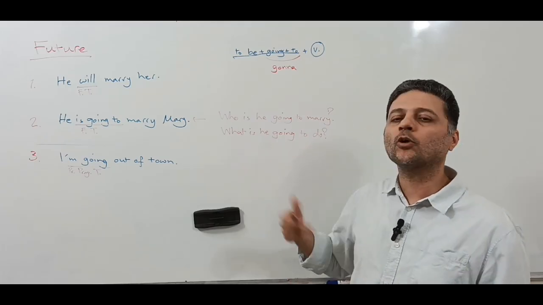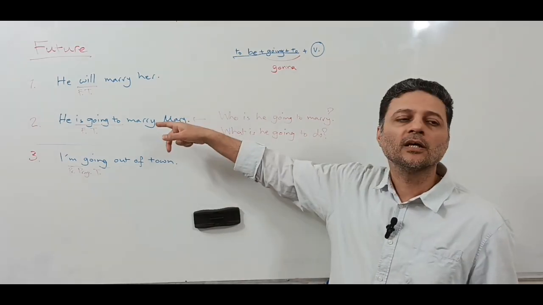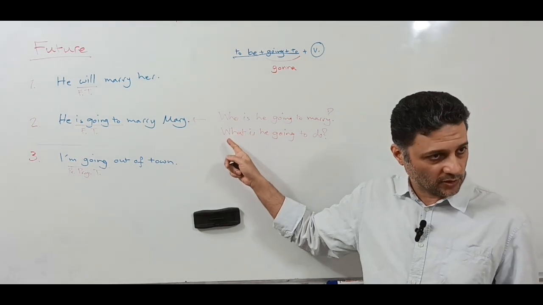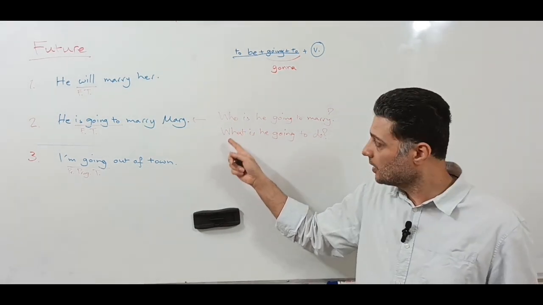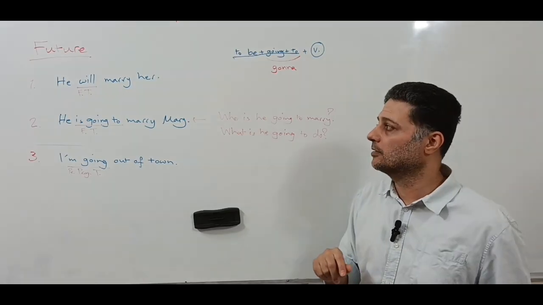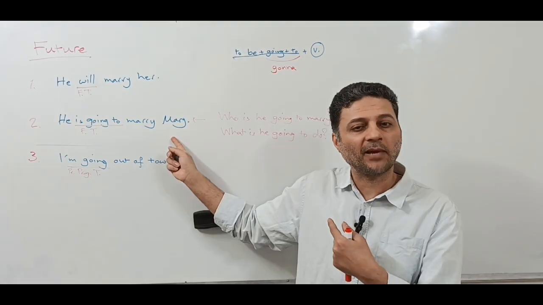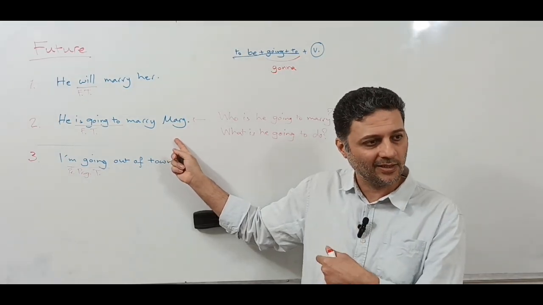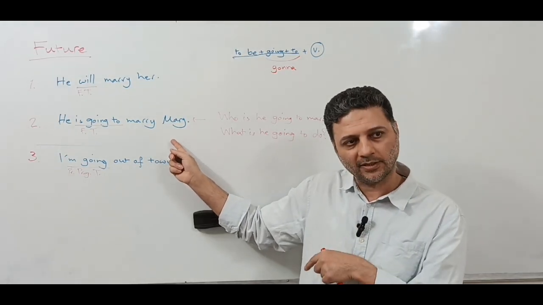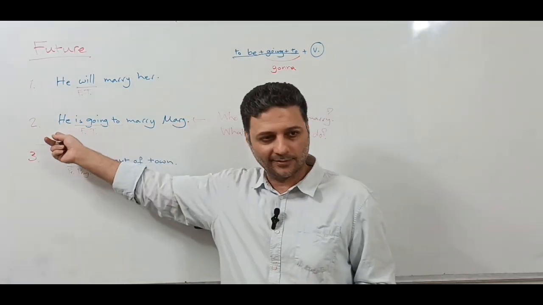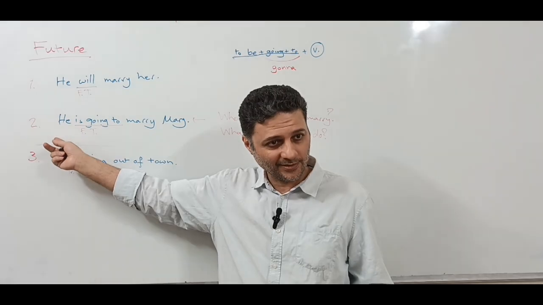Or we can make more complicated questions. These were yes or no questions. How about WH question words? We can start our question with WH question words. For example, who is he going to marry? The answer is Mary. He is going to marry her. Who is going to marry Mary? He, David, for example.